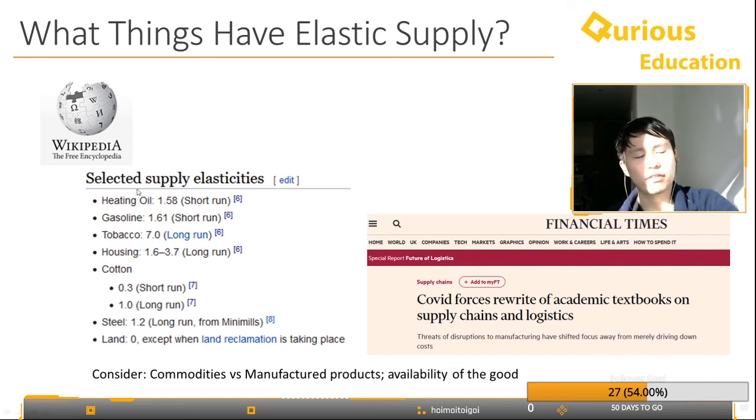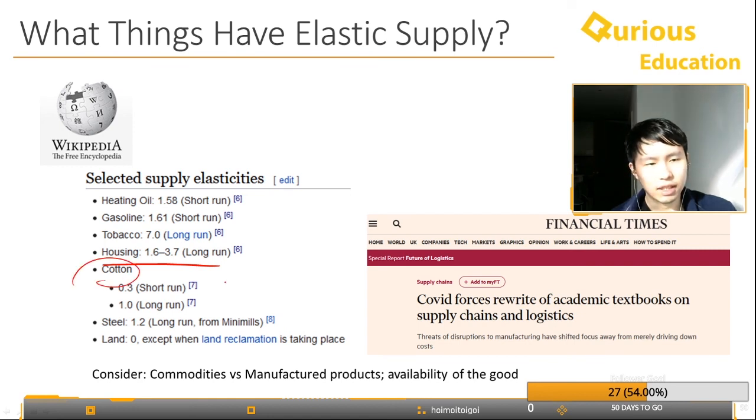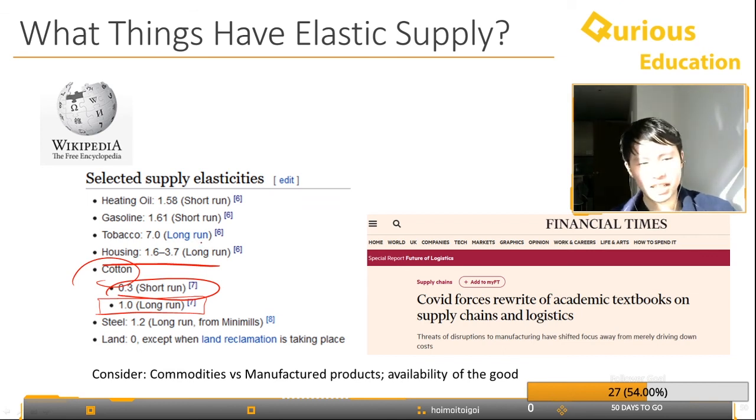And here we can see the different supply elasticities for different products. So we've got heating oil, gasoline, tobacco, and all of that stuff. In general, we see housing is elastic. We've kind of looked at that. For agricultural or commodity products like cotton, it tends to be quite inelastic. So in the short run, we can't suddenly grow more cotton trees, for example. But of course, in the long run, given the time period, the longer the time period, the more trees we can grow, and maybe we can make some more synthetic cotton, then it will be more elastic in the long run.